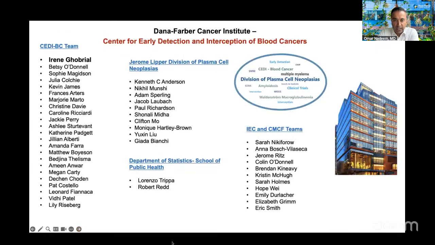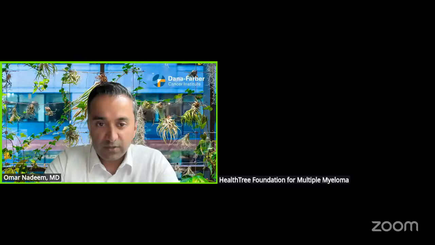So those were all my slides. We have a great team. I always like to highlight that at our center at Dana-Farber, we have the Center for Early Detection and Interception, which is really focused on precursor blood cancers, whether it be precursor plasma cell disorders, leukemia, lymphoma, et cetera. So, we see a lot of patients and counsel them in which approach may be best for them. So kudos to them for helping us with all the work that we're doing here. And that was all my slides, and I look forward to answering some of your questions.